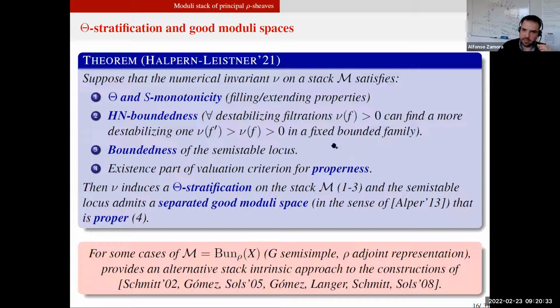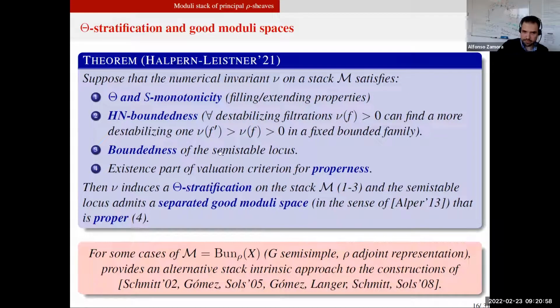So this means that in order to get the best destabilizers, or get the candidates for a Harder-Narasimhan filtration, we can find them in a finite dimensional place, in a bounded family. So that's the point. Then we also need to show that the semi-stable part is bounded. And then we also need to show the existence part of the evaluative criterion for properness.